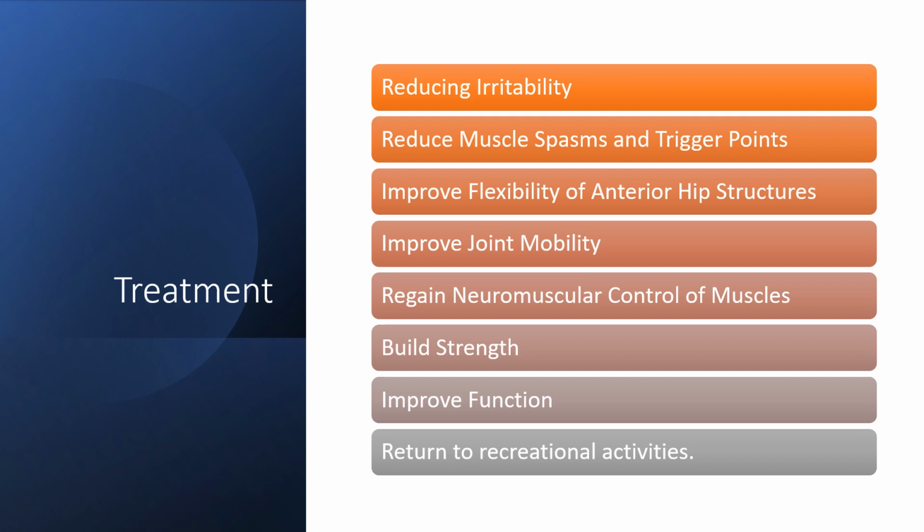Okay, so now what do we want to do? We want to start thinking about the lower quarter. We want to start thinking about balance activities, controlling that internal corkscrewing of the leg in a single leg position, preventing that genu valgus, that knee collapsing. So again, working on the core, working on single leg activities to help regain that neuromuscular control.